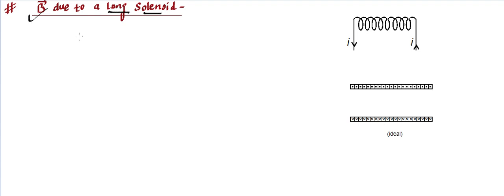The next formula is the magnetic field due to a long solenoid. So what is the magnetic field because of a long solenoid? We are going to learn that over here. What is a solenoid or long solenoid? A solenoid is basically a collection of current carrying loops.